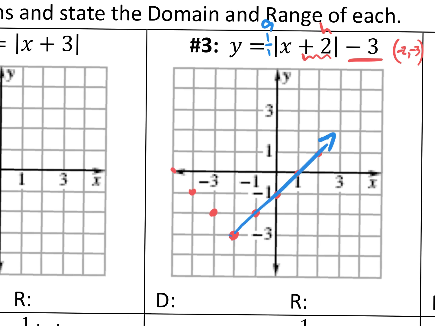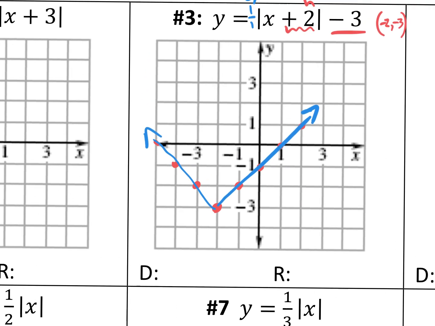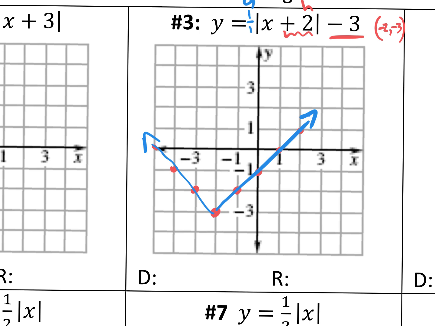Put arrows on it because it does continue forever. I forgot to mention domain and range. What is the domain of this absolute value function? Domain are your x values, and it's all real numbers. So you're going to put x equals all real numbers.